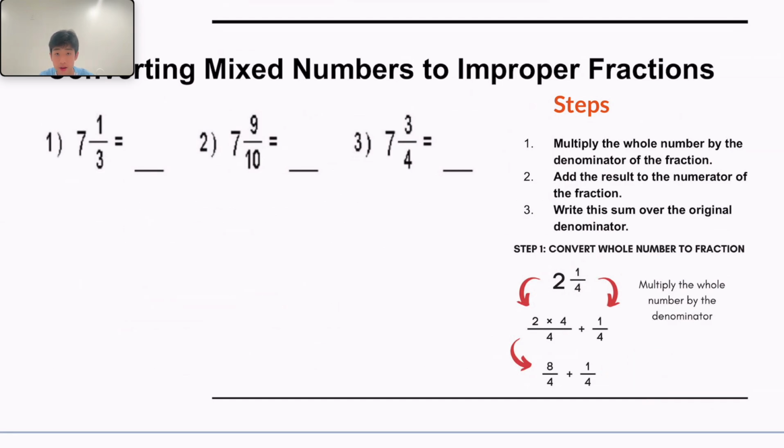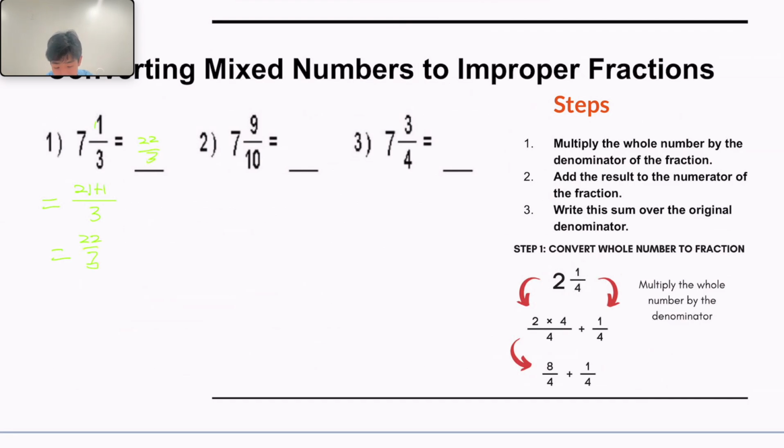Let's take a look at a few more examples here. First, 3 and 1 over 7. We can convert this into an improper fraction. First, you multiply the whole number by the denominator, which is 3 times 7, which is 21. And you add the numerator, which is 1, so plus 1. And you keep the denominator the same as in the question, which in this case is 7. So this turns out to be 22 over 7.